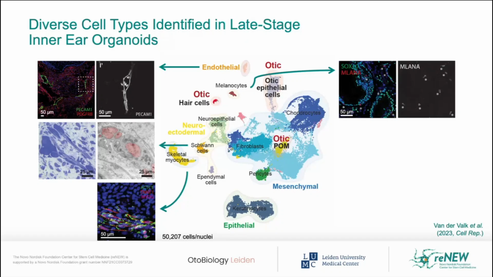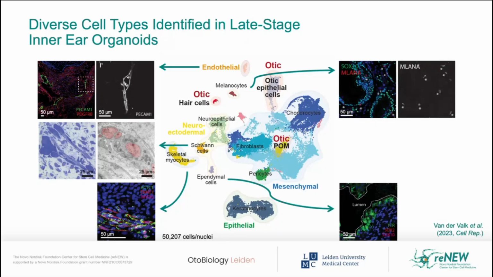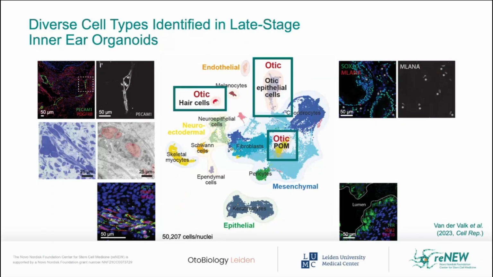We have melanocytes. Melanocytes are really important in our skin, but they also play a role in our inner ear. I'll come back to this later. And we have epithelial cells, the cells that make up the choroid plexus and make your cerebrospinal fluid. But more importantly, we also identified, of course, inner ear cell types in there. We have hair cells, we have otic epithelial cells, so these are sensory cells but also other cell types, and we have a specific population of otic mesenchyme in there.